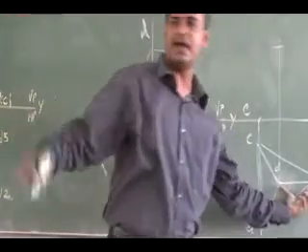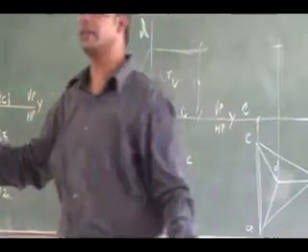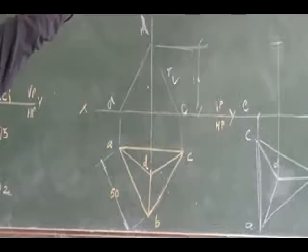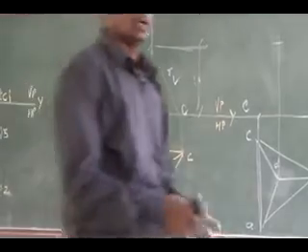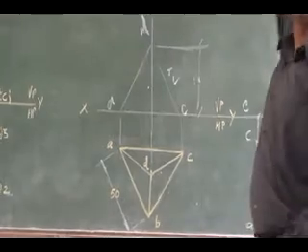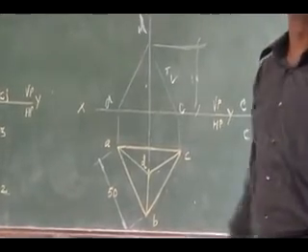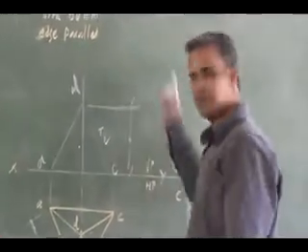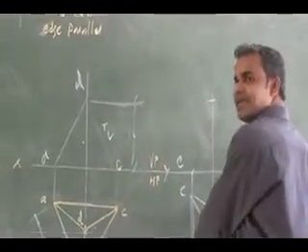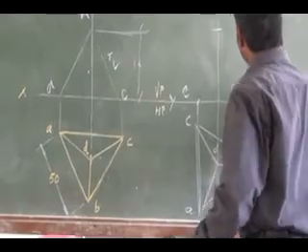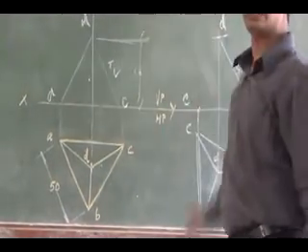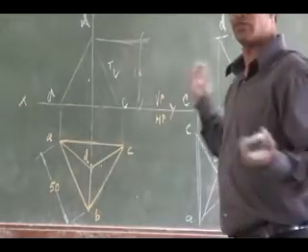So if an edge is parallel in the top view, that edge will give me the true length in the front view. If a line is parallel in the top view, that line will give me the true length in the front view. Okay, so you see here this line BD is parallel, so from B I can measure 50, arrive at the other corner D, then I can finish it off.